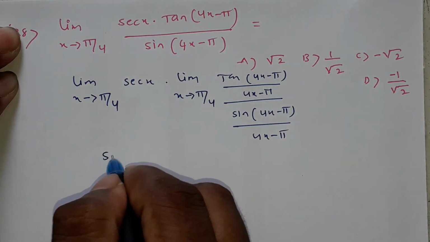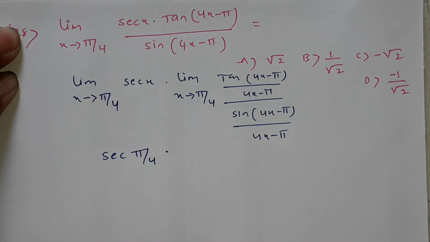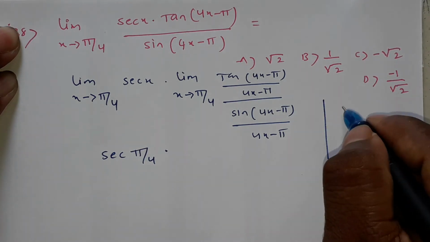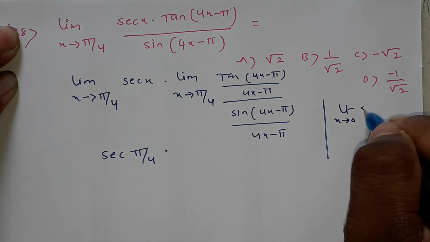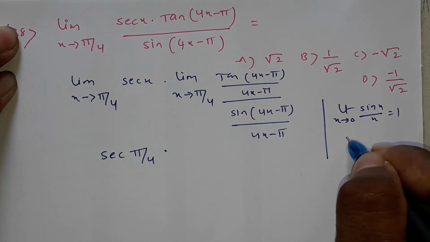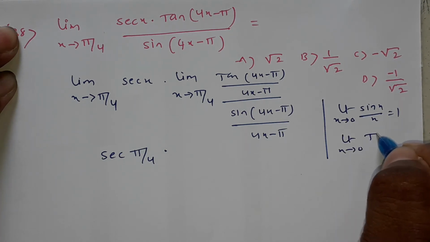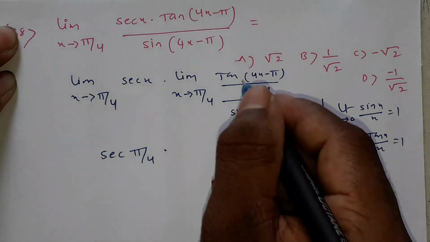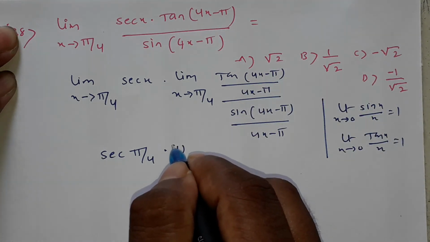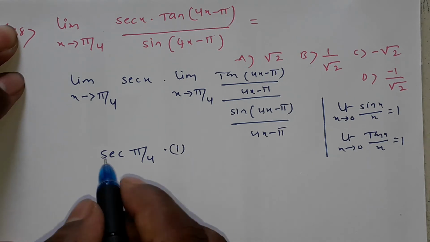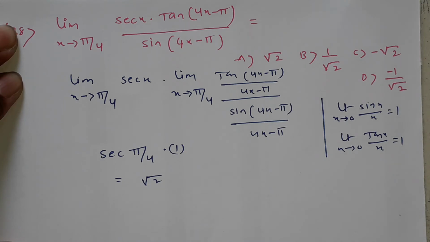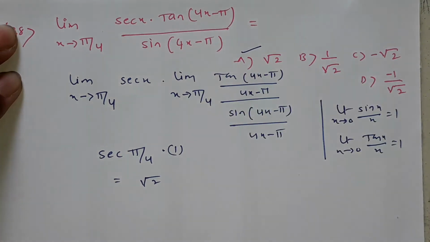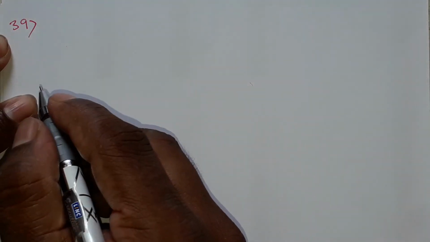Simple. If we apply the limit, secant of pi by 4 into tan of... we have 2 formulas. Limit x tends to some value, when the same value exists, sin x by x value is equal to 1. Limit x tends to 0 tan x by x value is also 1. Similarly, by 1 we take 1 as the value. Here secant pi by 4 value is root 2. Answer is A.